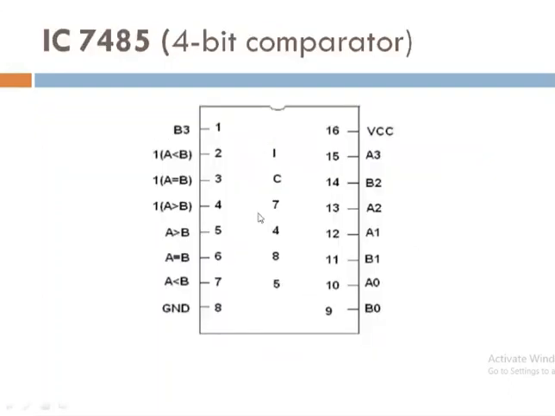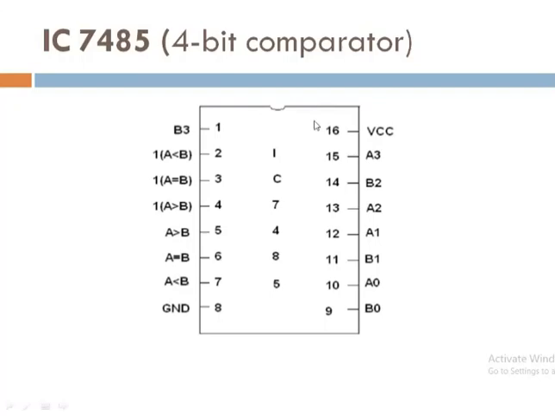So there is a particular IC used for the comparator purpose. The IC is 7485, and it is normally considered a 4-bit comparator IC. We already studied the IC 7483, which is used for 4-bit binary addition. So this IC is also a 4-bit comparator. Normally this IC has 16 pins. Like the 7483, it also requires a 16 pin IC.